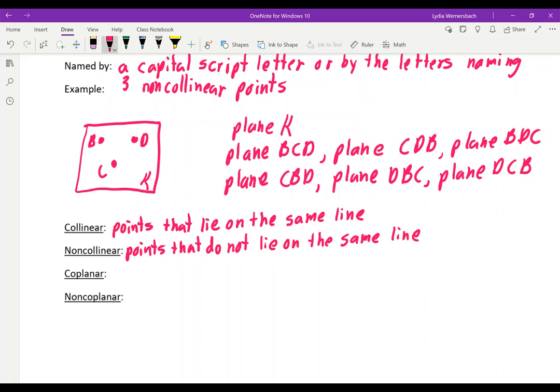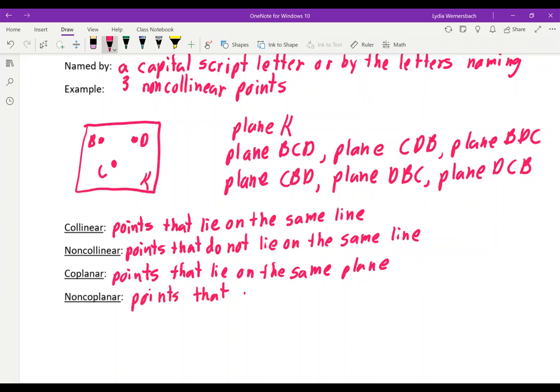Okay. Similarly, coplanar are going to be points that lie on the same plane. And non-coplanar are going to be points that do not lie on the same plane. Real complicated vocabulary here.